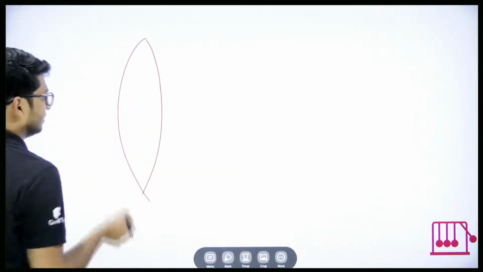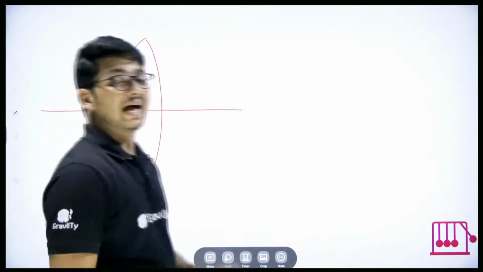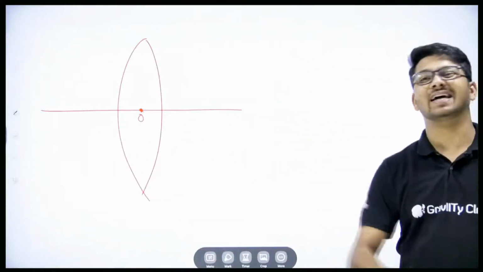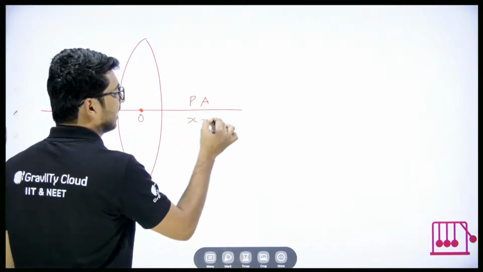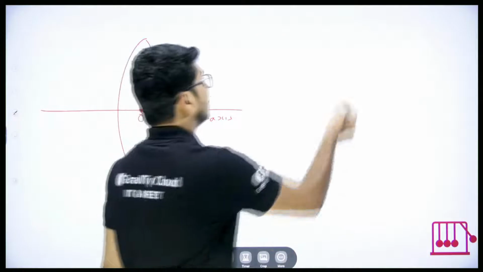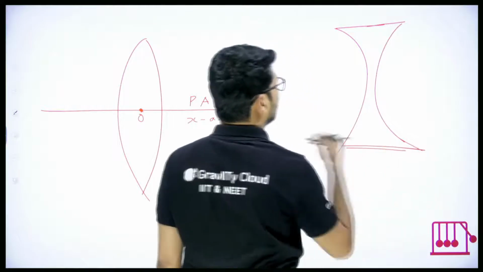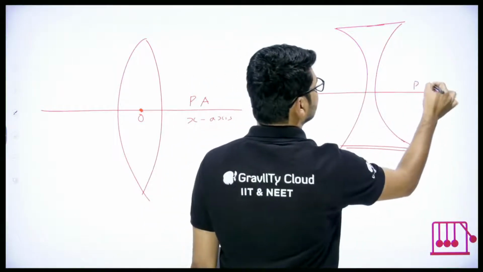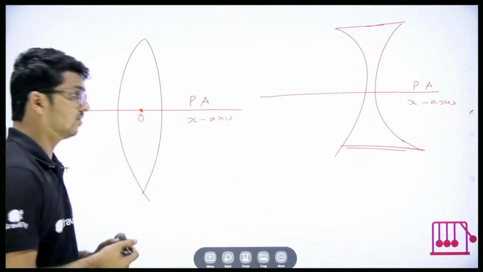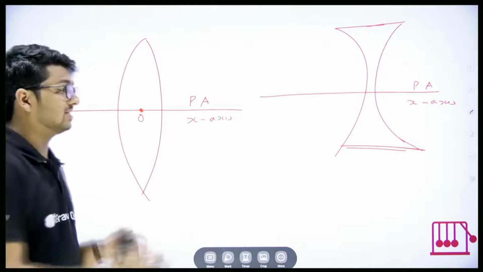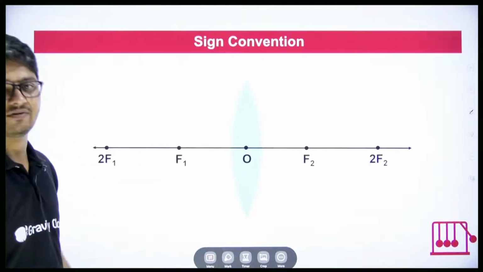If this is a convex lens, there will be a principal axis which passes through the optical center. This principal axis, we take it as the x-axis. So the principal axis is nothing but the x-axis. You can say the same for a concave lens also. If this is the principal axis, we consider the principal axis as the x-axis. Simple, straightforward. But what is more important here is the direction of the positive x-axis. How is it going to be? We'll understand that from here.